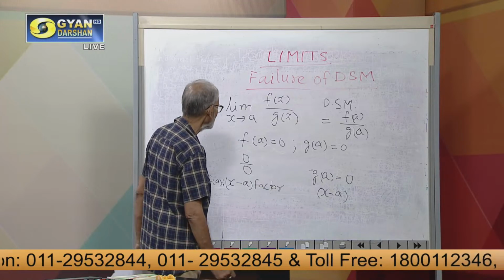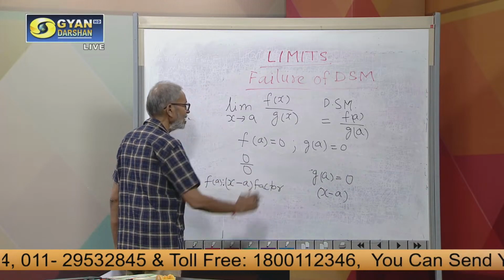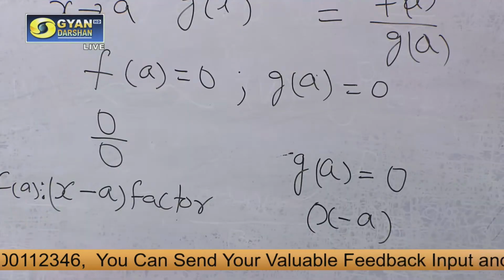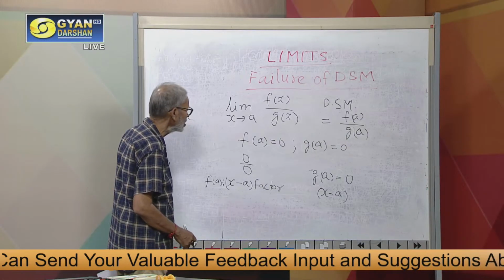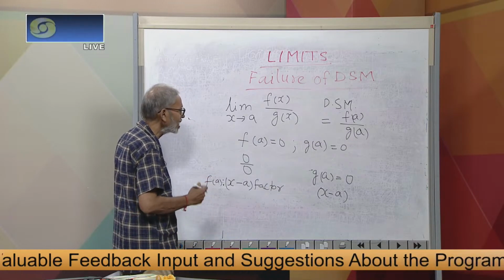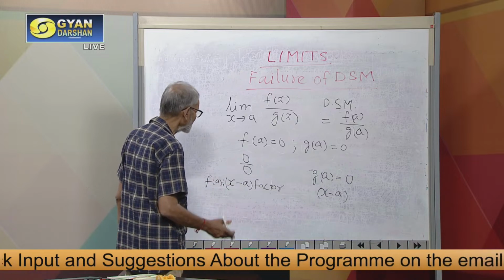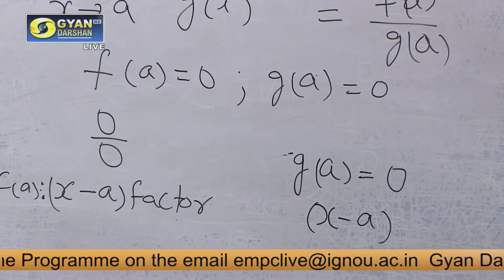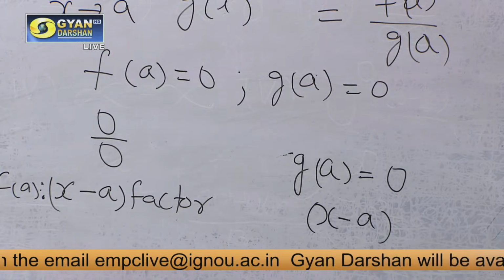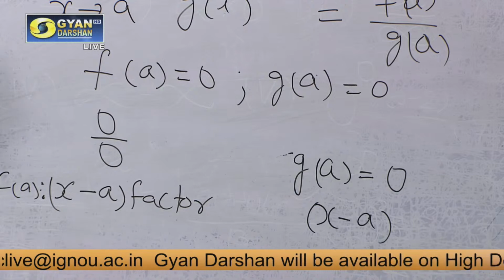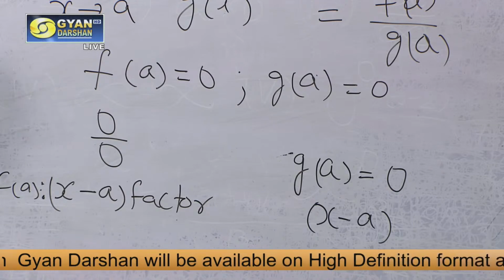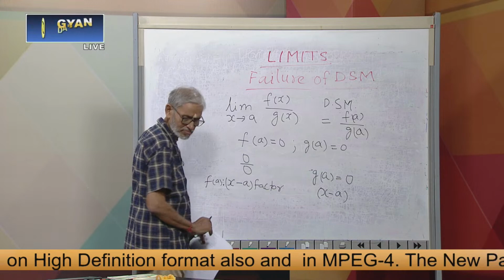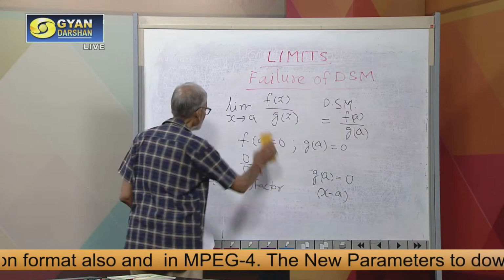In that case, we do the factorization and take out x minus a, cancel it out, and we can do it repeatedly. We can repeat this cancelling. Suppose x minus a is a common factor more than once in both numerator and denominator, then we cancel out x minus a more than once, and then again put the value x equal to a and find the limit. So, let us take an example.